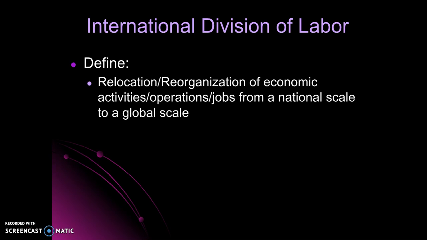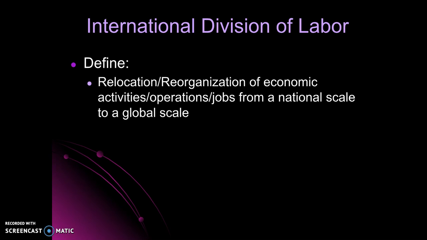The second sector is called the secondary sector. This is when they take those raw materials from the primary sector and turn them into a finished product. From 9.1, we learned that secondary jobs are manufacturing jobs and also construction jobs, because they're taking raw materials and turning them into a finished product.